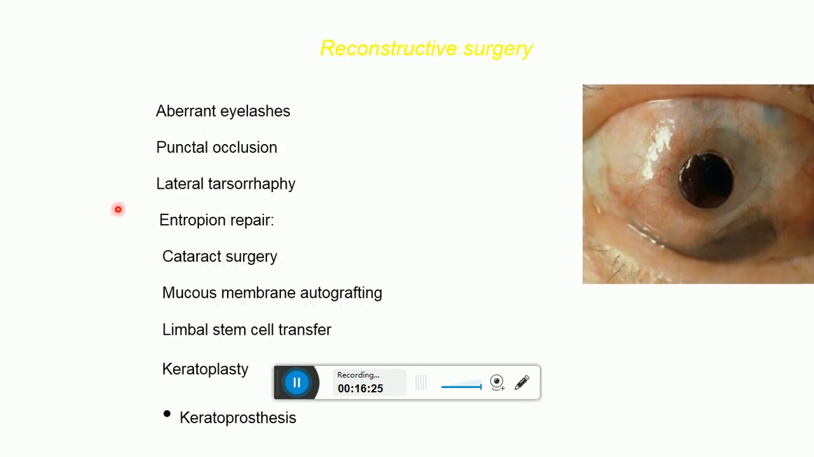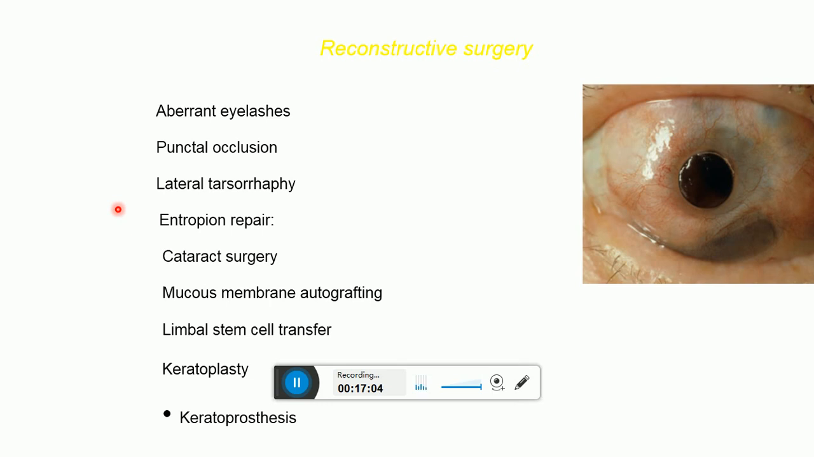Reconstructive surgery is done under systemic steroid cover when active disease is controlled, for aberrant eyelashes, punctal occlusion, lateral tarsorrhaphy, botulinum toxin induced ptosis, and entropion repair. Conjunctival excision is avoided. Cataract surgery, mucous membrane autograft, and AMT for conjunctival resurfacing, for corneal restoration. Limbal stem cell transfer for corneal re-epithelialization.